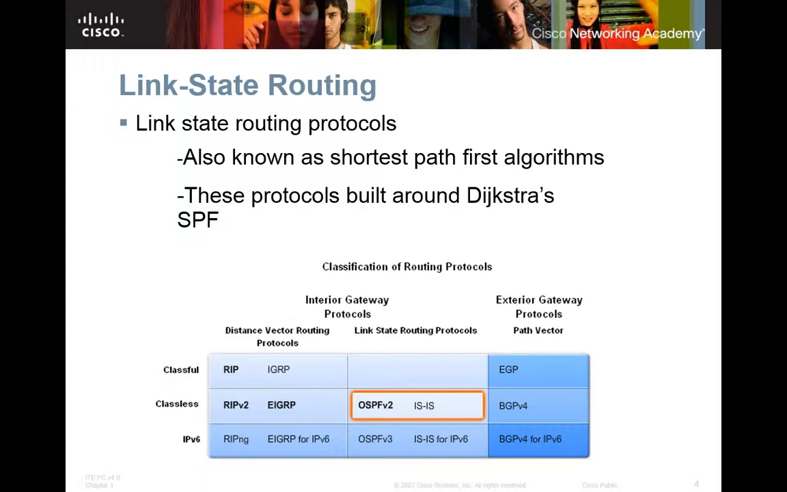So it finds the quickest way for me to talk to John, and it's going to make that path the easiest way to get there. Okay? We're going to be focusing on OSPF version 2 and IS-IS. We're not going to get into IPv6 at all in this class.